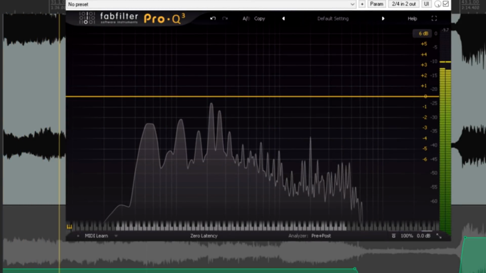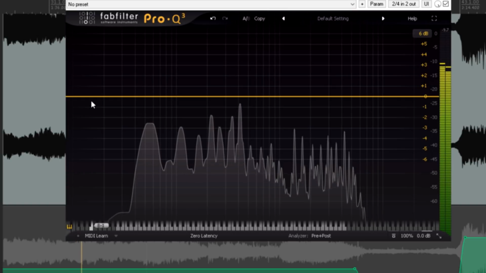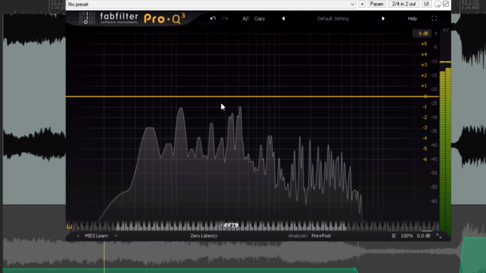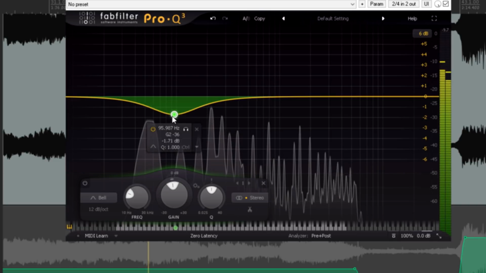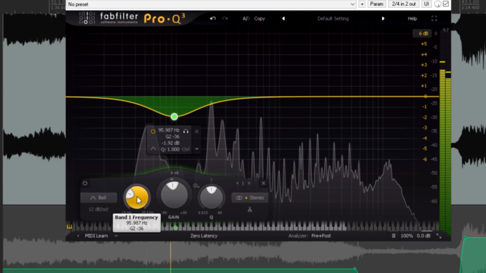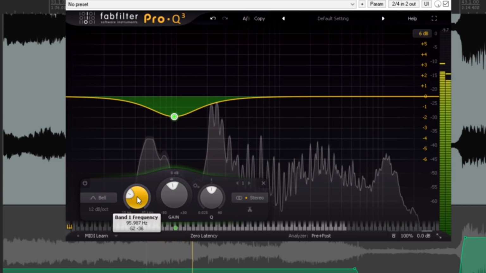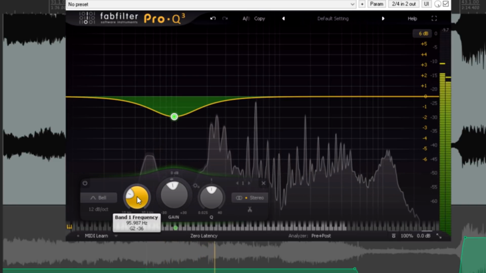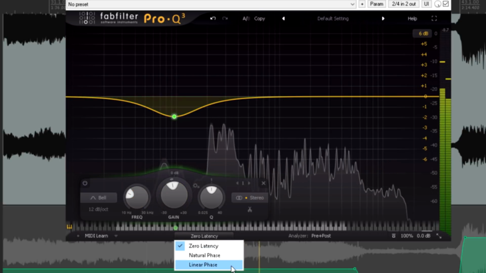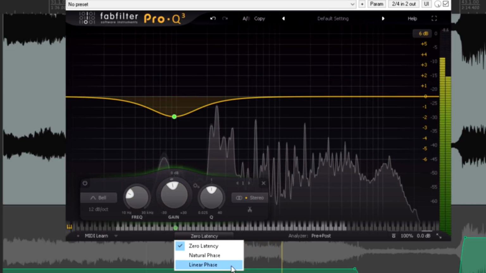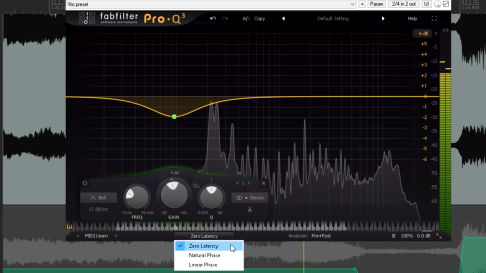But that's not because the frequency response is perfectly flat when no bands are active. Nor is it because this bell filter is nicely symmetrical, or because it's at precisely the frequency I've dialed in. None of that is relevant at all. And incidentally, it's also nothing to do with linear phase mode at the bottom, confusing as this may be. ProQ3 remains linear in the mathematical sense, whichever processing mode you choose.